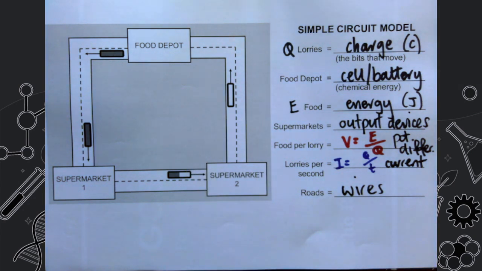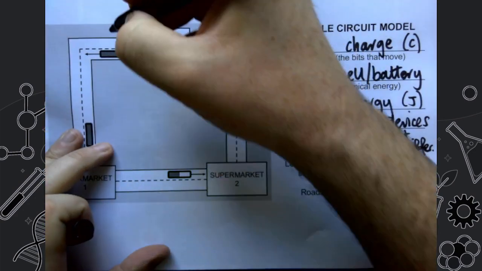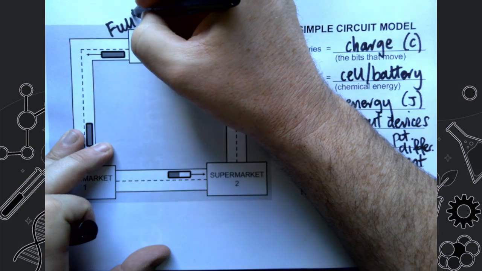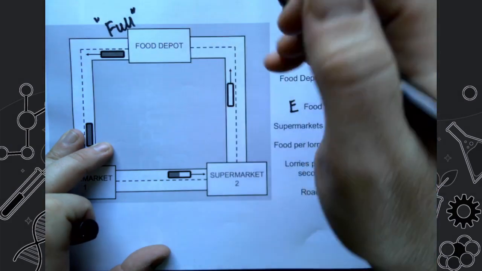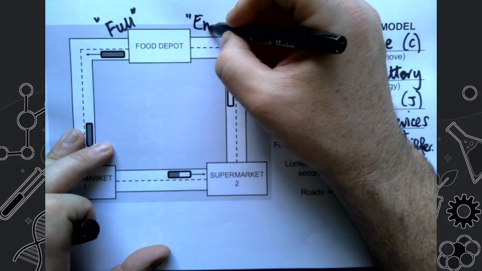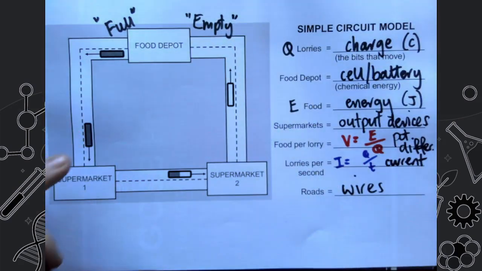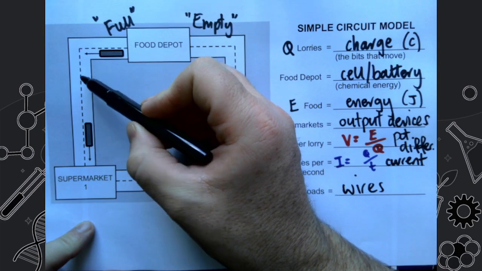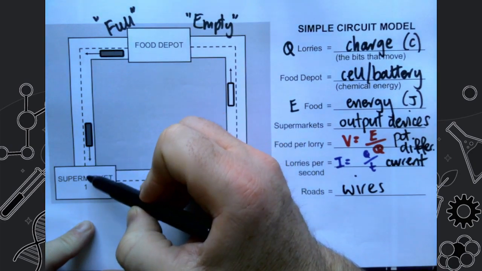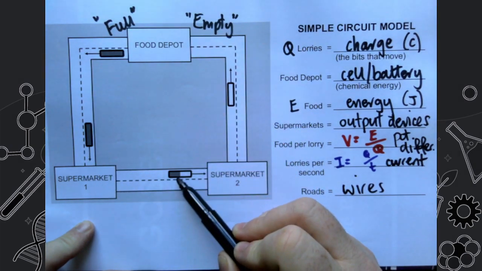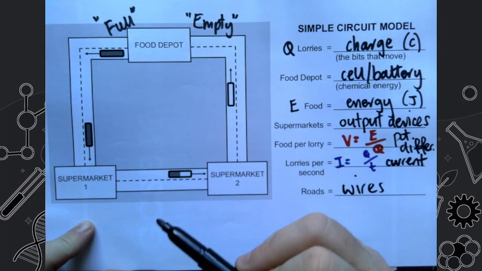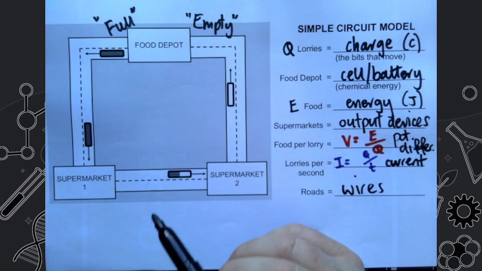Now, let's go to the model itself. The lorries that leave the food depot, we say, are full. The lorries that enter are empty. So all of my energy from the food depot, all the food is used up around the circuit by the various supermarkets. And the lorries are full here, they're full here, they're still full. Eventually they drop off some food, and we can say here that they are half full or half empty, depends on your outlook.